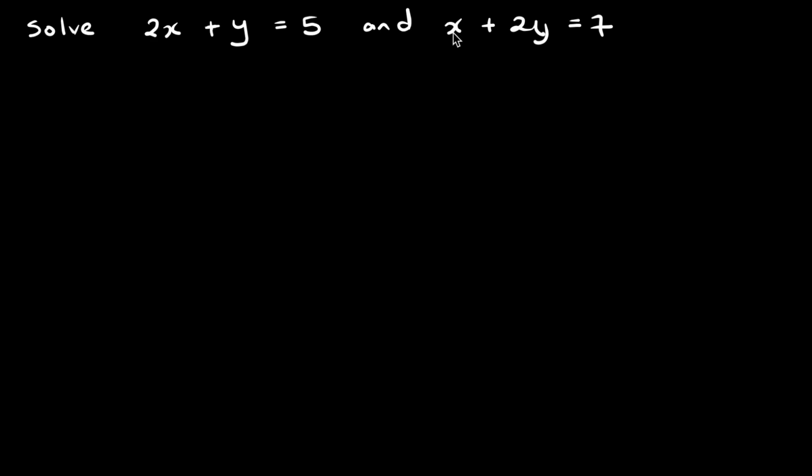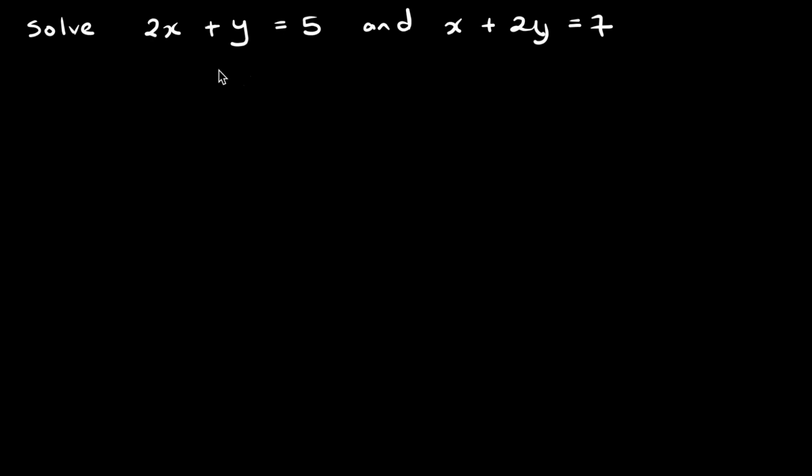So we could choose to find x and substitute that in this equation, or we could find a term for y and substitute it into the second equation. Either way works. But we're going to start with elimination because that's what we did before.